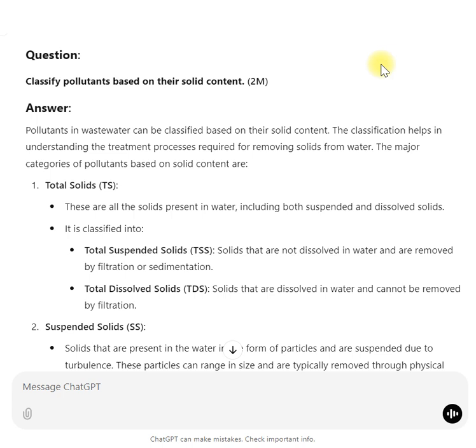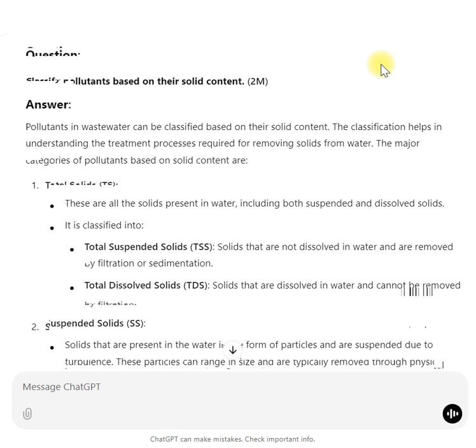The major categories of pollutants based on solid content are 1. Total solids, TS. These are all the solids present in water, including both suspended and dissolved solids. It is classified into total suspended solids, TSS, solids that are not dissolved in water and are removed by filtration or sedimentation. Total dissolved solids, TDS, solids that are dissolved in water and cannot be removed by filtration.